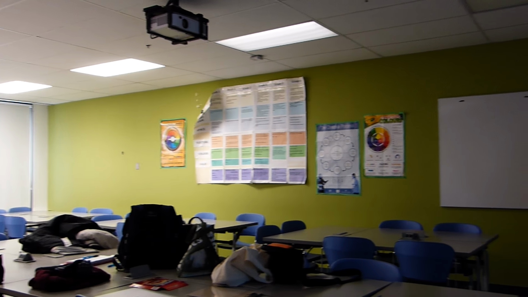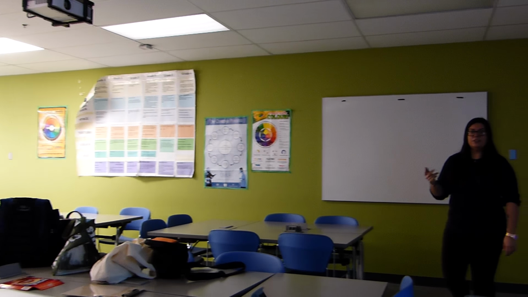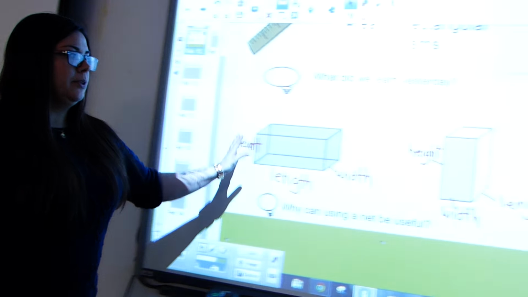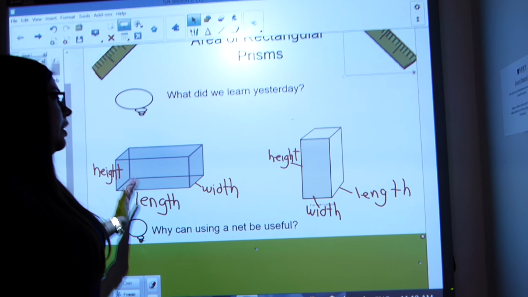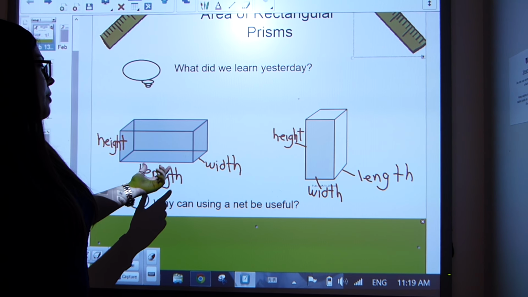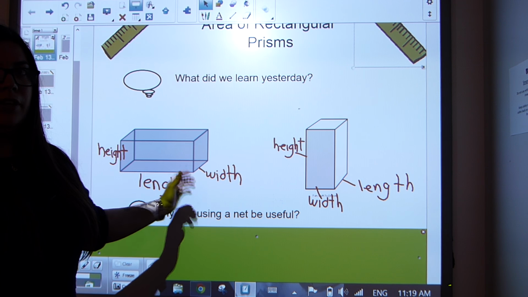So we switch our values. That doesn't matter because they're interchangeable, the length and the width. However, we do agree on the height. So that's why when you're labeling your rectangular prisms, which are similar to rooms that we are in, the height is always going straight up, and we can switch the length and the width.